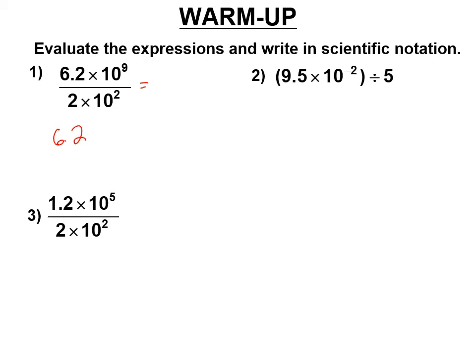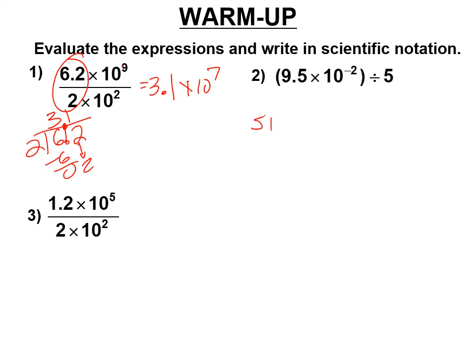Right, so 6.2, you divide what would be the coefficients, but they're right there. 2 times 3 is 6, decimal straight up, and we get 3.1, and when we're dividing, we subtract the exponents. I actually wrote this as division just to show you that. So 9.5 divided by 5, 4.5, 5 into 45, decimal straight up, 5 into 45, 9, so we get 1.9 times 10 to the negative second.